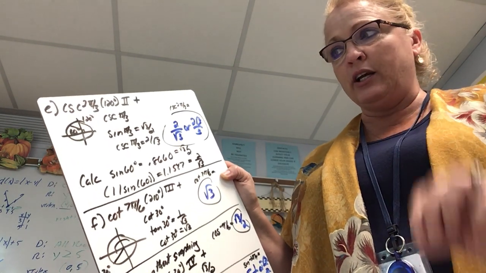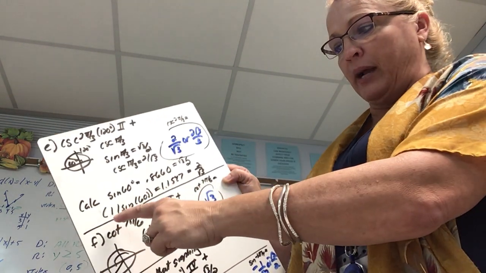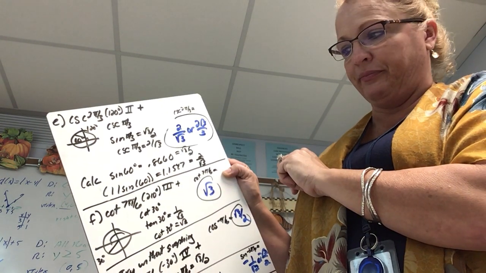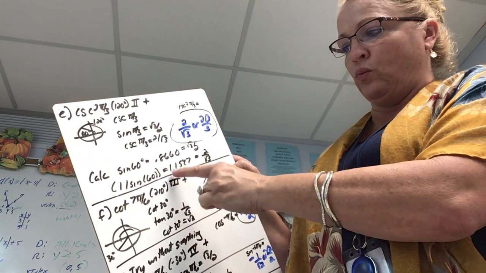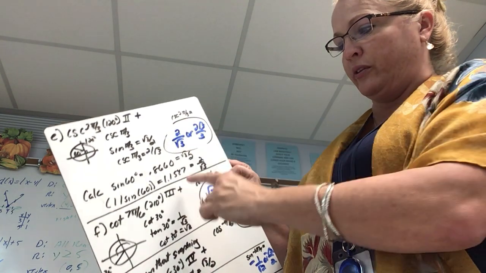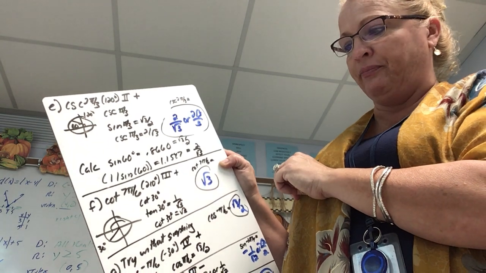Now, you can put cosecant on your calculator by taking 1 divided by the sine of 60. And if you do that, you get 1.1547. So I checked. Is 2 over square root of 3 1.1547? It is.